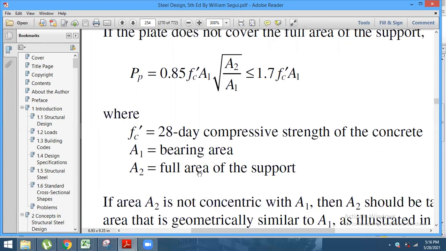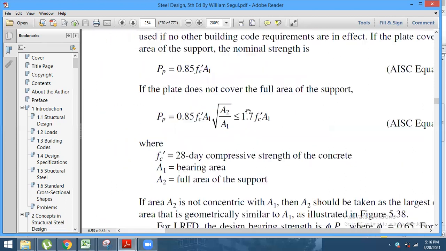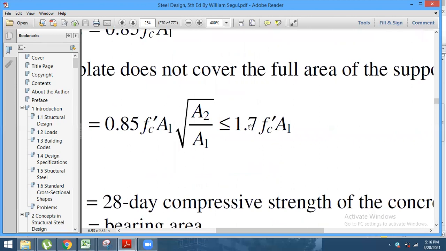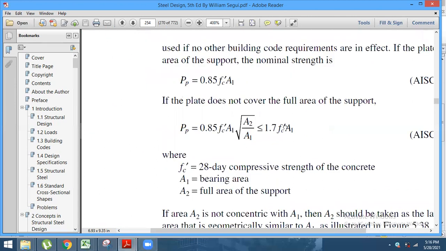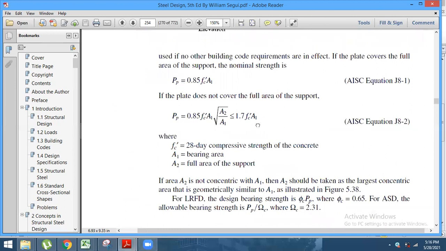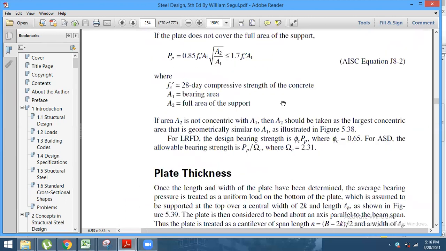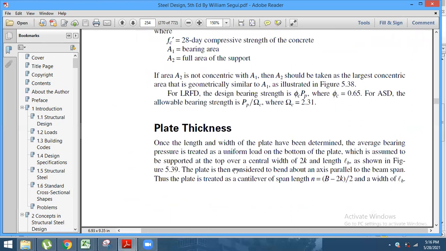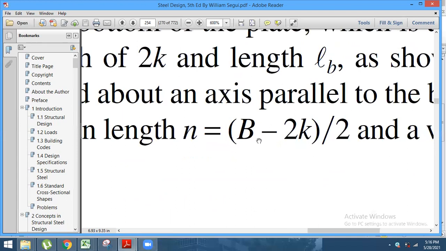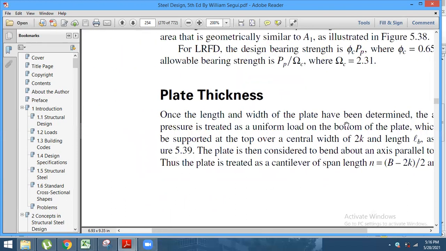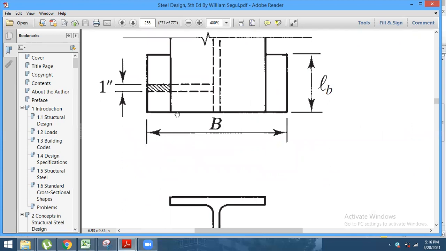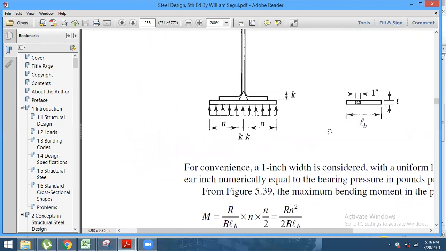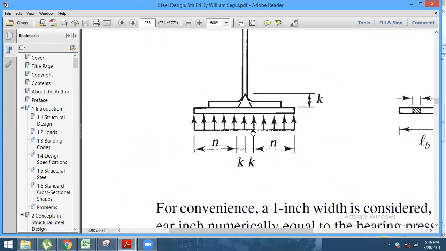Wherein A2 is the area of the concrete support. Yung area 1 is the area of the steel bearing. But it should be less than or equal to 1.7 FC times the area 1. So those are the allowable loads. Okay, for the plate thickness naman na calculation, we have N times B minus 2K over 2. So ayan siya, B times LB. So ayan yung distribution ng force natin dyan.